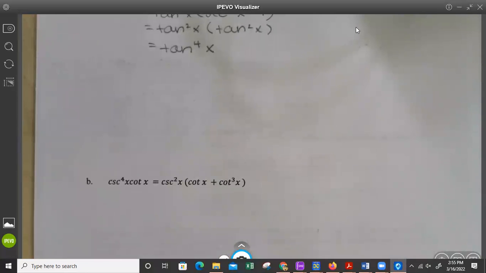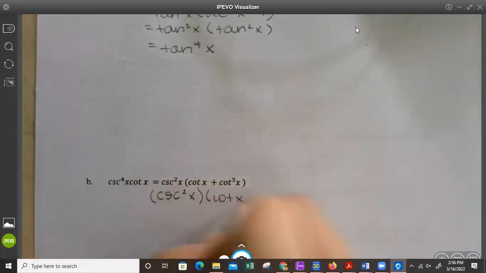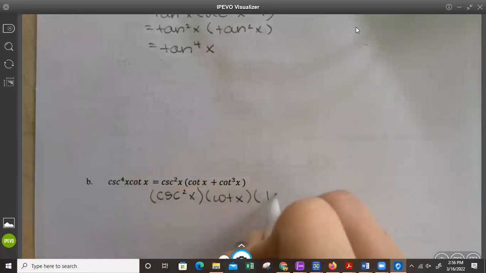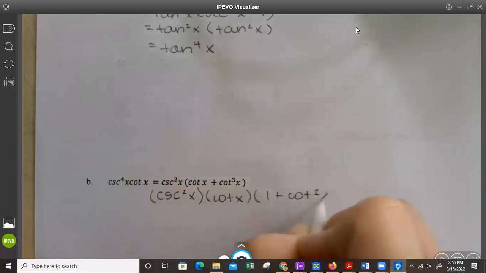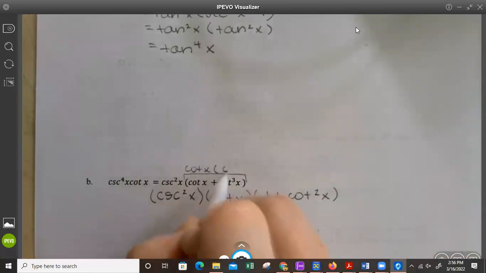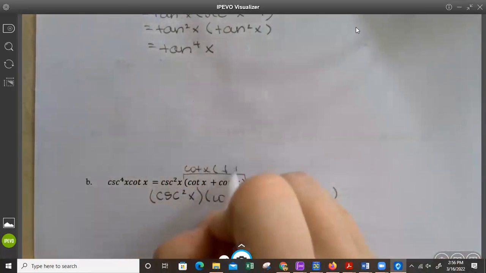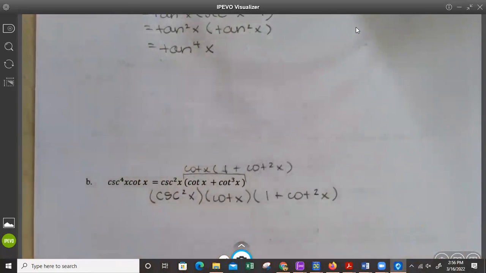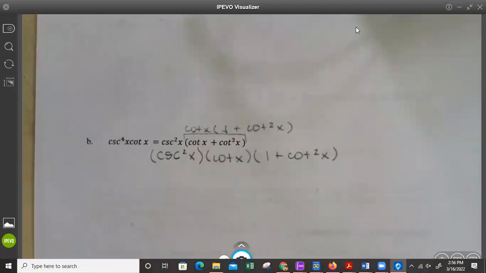Yeah, definitely the right side's harder. What do you notice? There's two cotangents in the parentheses, right? One in each term. So leave this cosecant squared x alone. Pull out a cotan x, which leaves 1 plus cotan squared x. So all I did was factor this. I pulled out a cotan x, and you're left with 1 plus cotan squared x. Did everybody see what I did? And I just left this cosecant on the front. All right, what else?